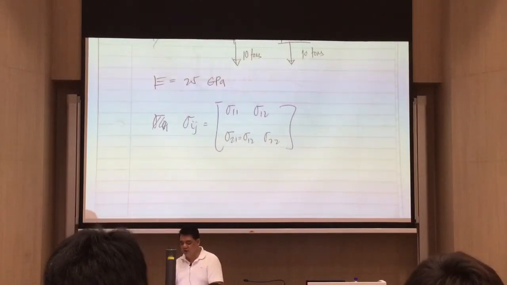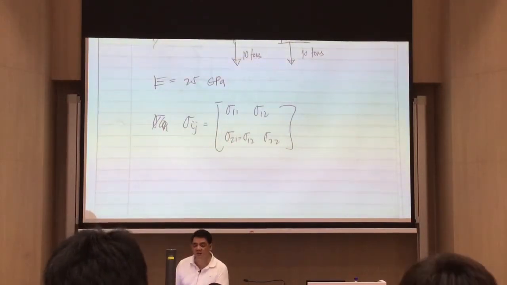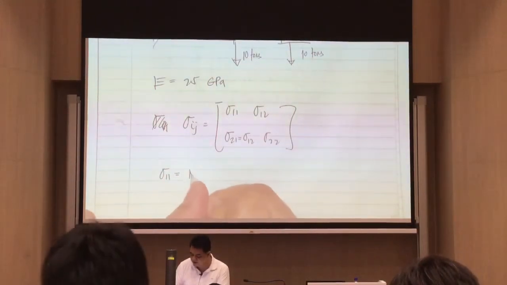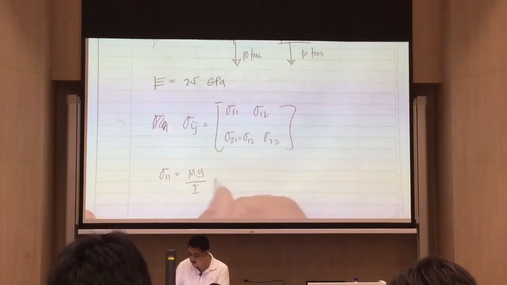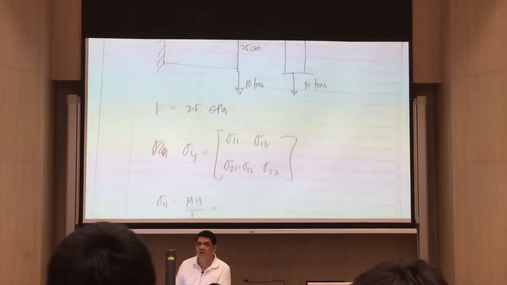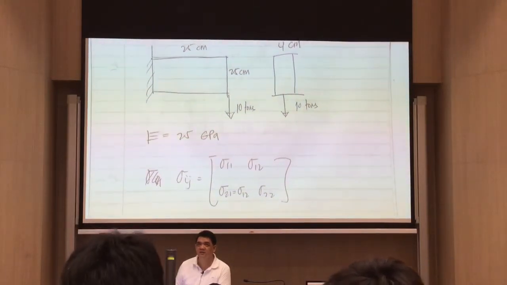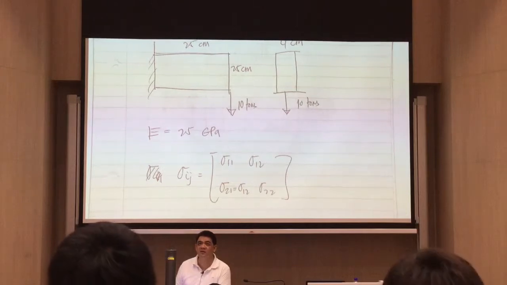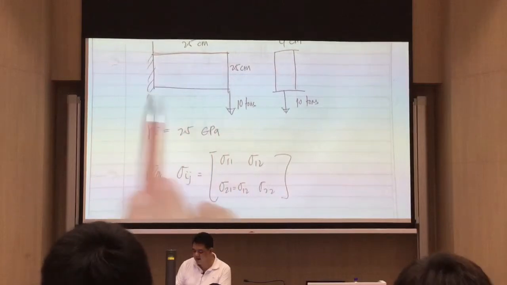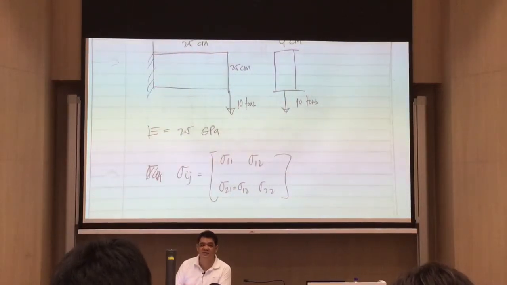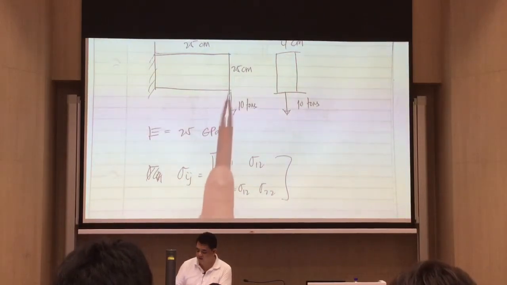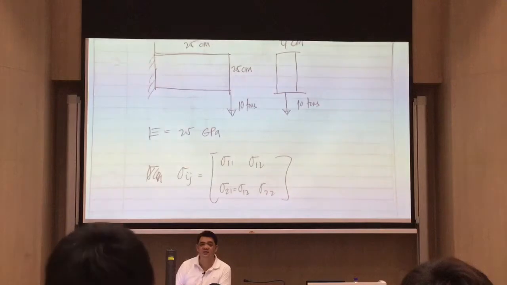So what we're going to do here is, again, calculate that σ11. But what is σ11? σ11 is simply equal to My over I. So what is our moment? Our moment is simply force multiplied by this distance, yes? Force multiplied by this distance.